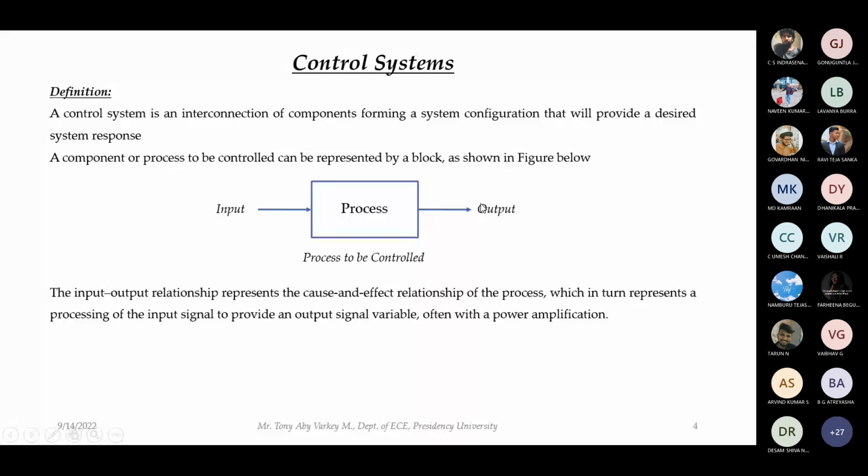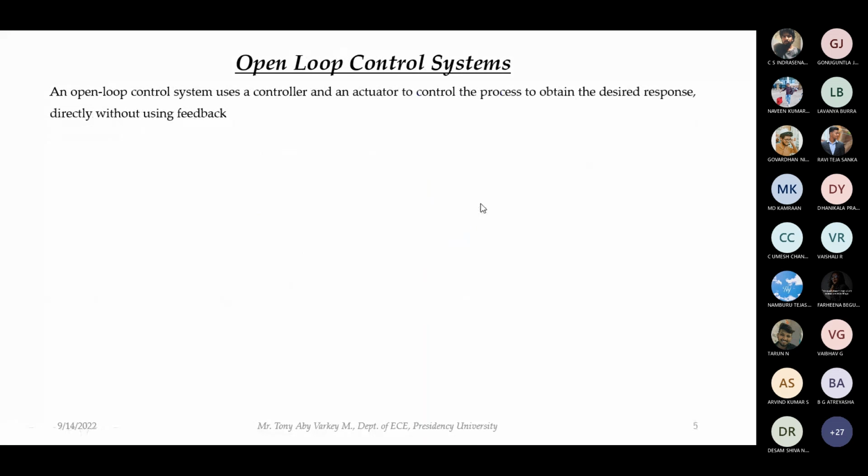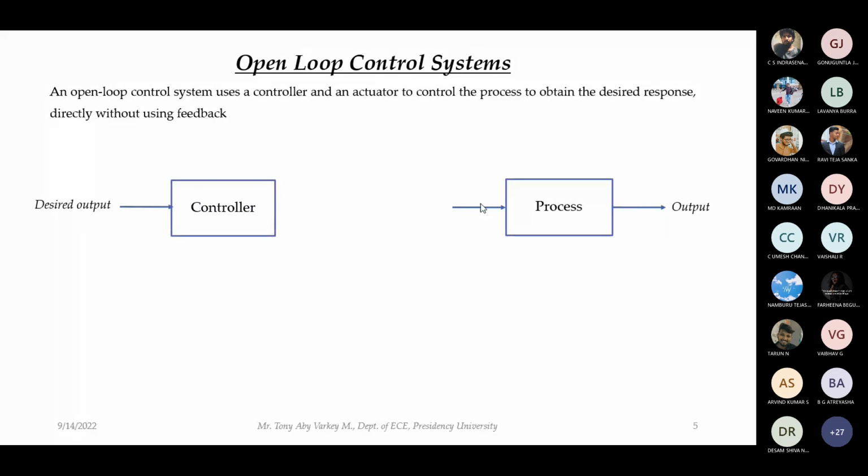Now there are two types of control systems: open loop control system and closed loop control system. Open loop control system means you will have a process. Now the desired output will be given to a controller, and then the final actuator or the final control element will be there. This is the open loop control system. You can see that there is no closed loop or feedback. That is what is meant by open loop control system. You have a controller, actuator, process. That's all.